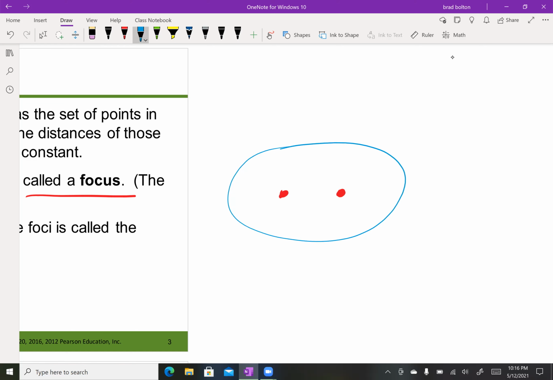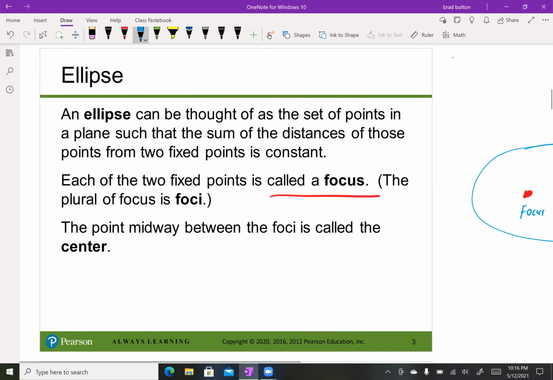Okay. So these are called the focus, or foci for plural. And that's how you could build it. This would be the center of the ellipse, the midpoint of these two foci. So that's basically how you could build one yourself if you wanted. It's just kind of a cool shape that you could build like that with a piece of string and two nails and a board. But we're going to focus more on finding the center and graphing it.